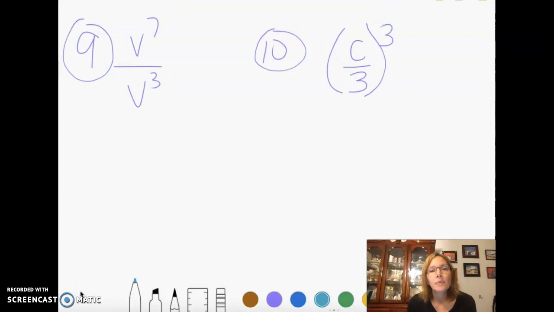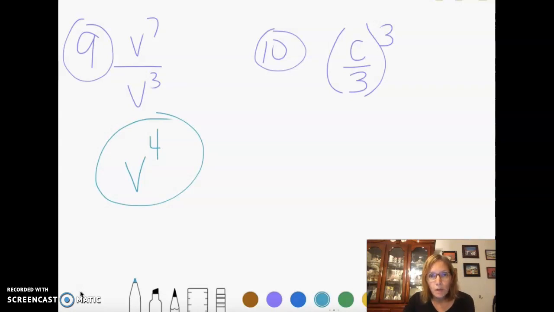Okay, next we have dividing exponents. When you divide exponents, you subtract them as long as they have the same base. So I have the same base on number 9, so I'm going to bring the base down and then subtract the exponents. 7 minus 3 is 4.